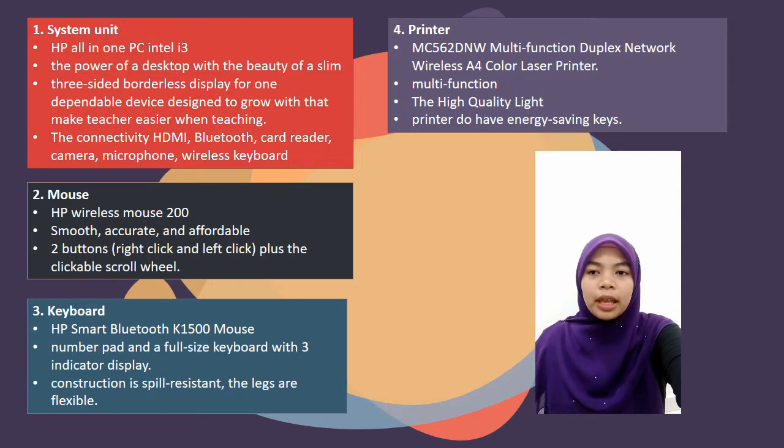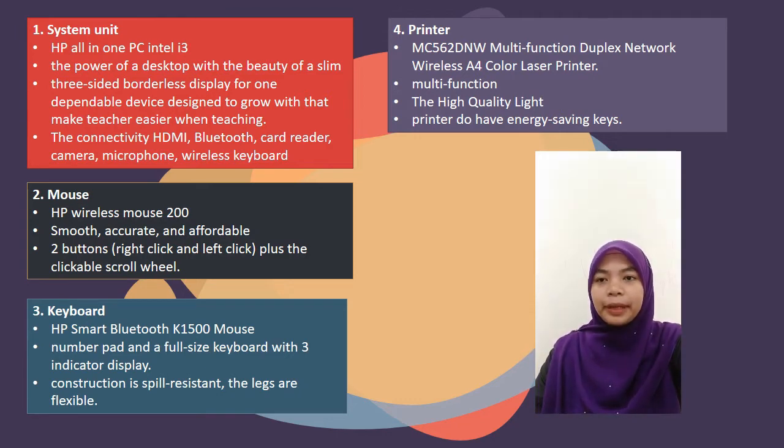The next one is the keyboard. The keyboard we chose is the HP Smart Bluetooth K1500. It has a full-size keyboard with a number pad and a 3 indicator display. The construction is spill resistant, and it has length flexibility.